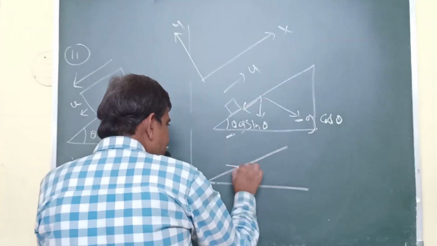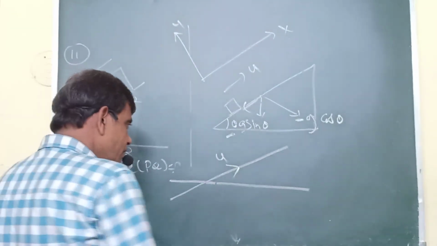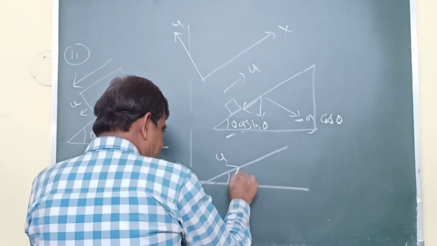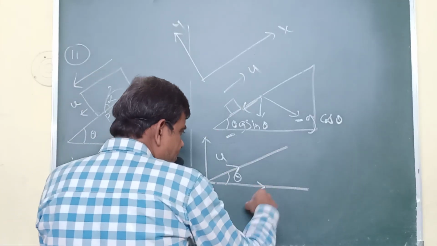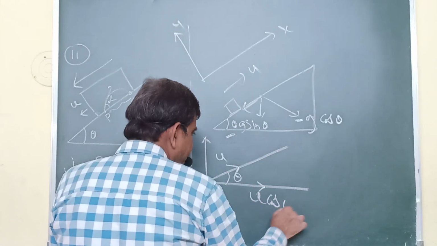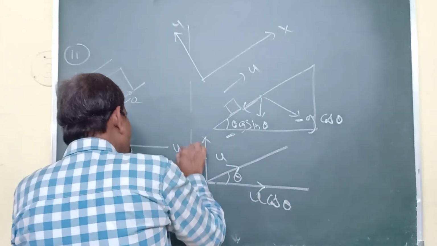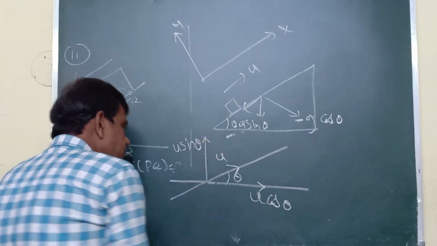What is this? This is the velocity. Where is it making angle theta? Here it is making angle theta. Now we divide this. What about this? U cos theta. And what about this? U sin theta.